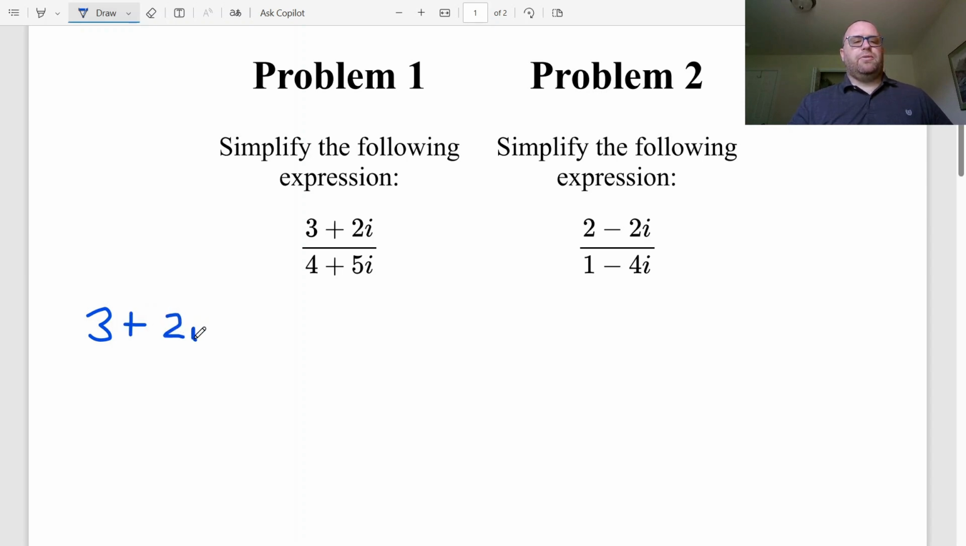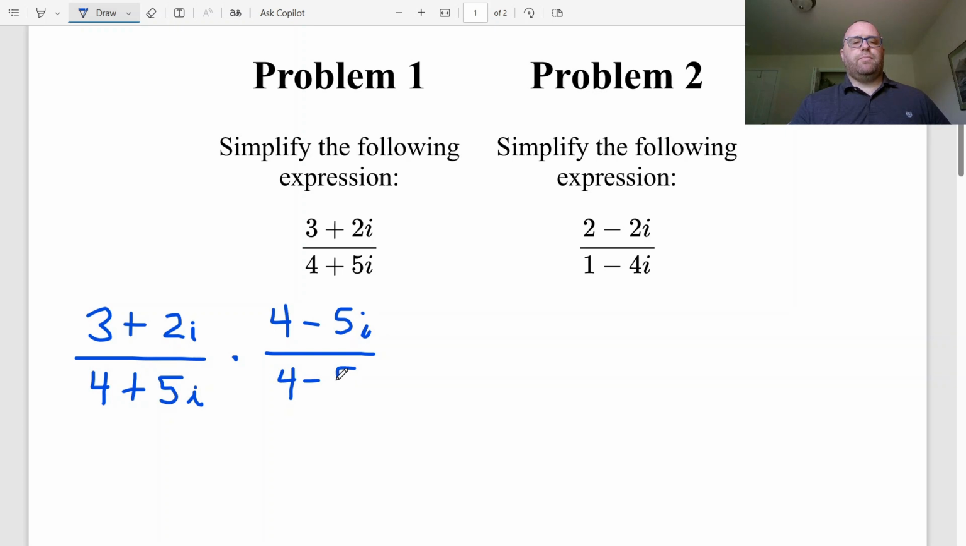And what we need to do is get rid of the complex number in the denominator. We can do that by multiplying both the top and the bottom of this fraction by the complex conjugate. So what is that? Well, you take the real number here, you take the imaginary part here, and you just change whatever the sign is here. So the complex conjugate of 4 plus 5i is 4 minus 5i. So we're going to multiply the top and the bottom by 4 minus 5i.